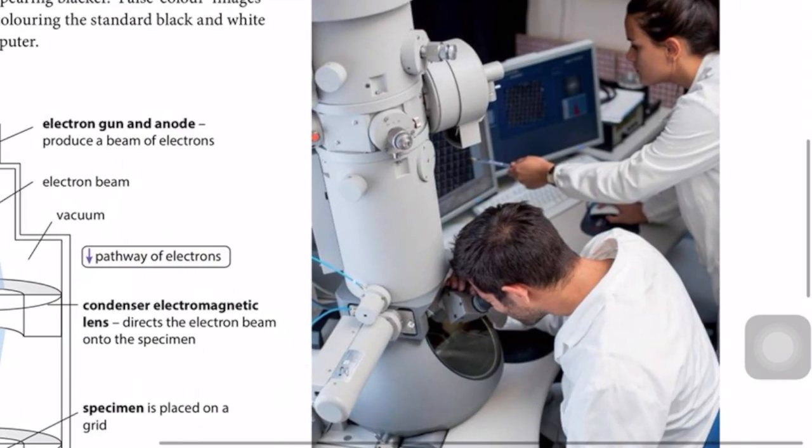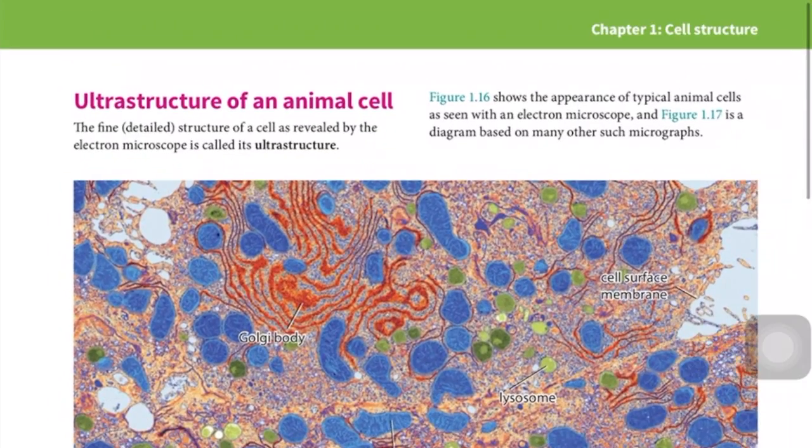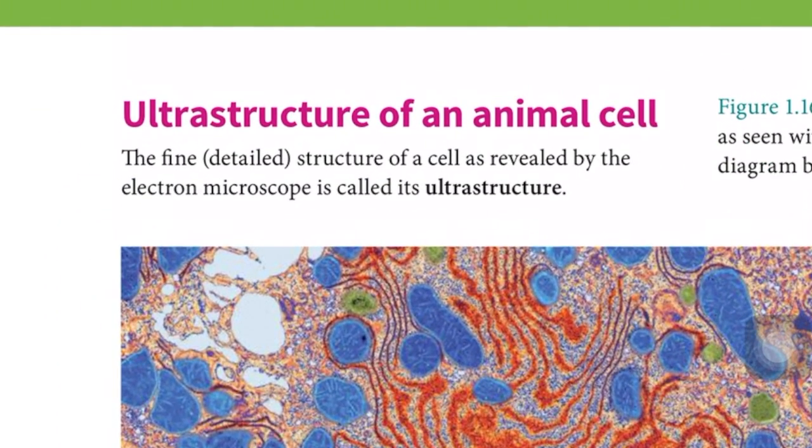Here, look, these guys are using the electron microscope. You will learn that in great detail in other books, not in this book. Ultrastructure of an animal cell. What is an ultrastructure? The fine, meaning detailed, structure of a cell as revealed by the electron microscope is called the ultrastructure. We can see the structure of the cell membrane, the ribosomes, because we cannot see the ribosomes with the light microscope, the mitochondria, nucleus, chromatin. The fine detailed structure of cells seen by the electron microscope is called an ultrastructure.